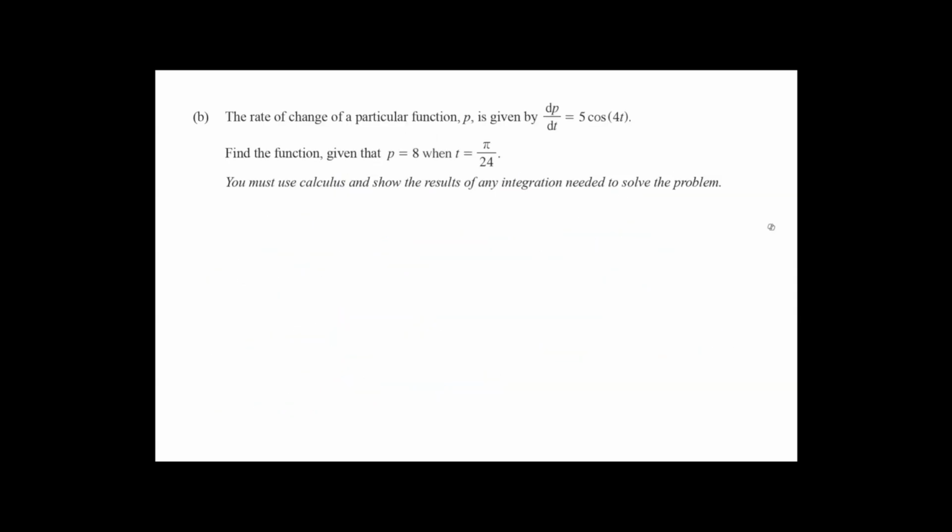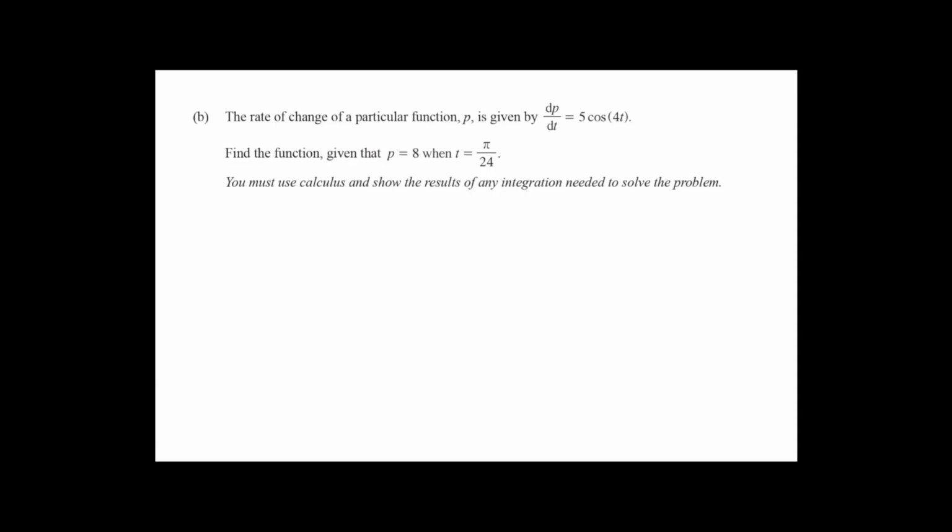In this question, we're told that the rate of change of a particular function p, I guess it's a function of t, is given by dp/dt equals 5 cosine of 4t, and we're told the initial condition that p was 8 when t equals pi over 4.